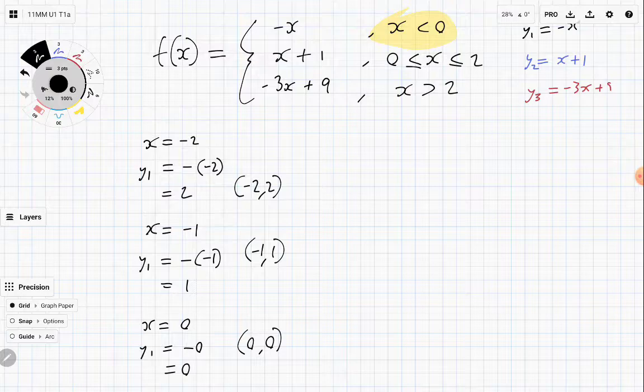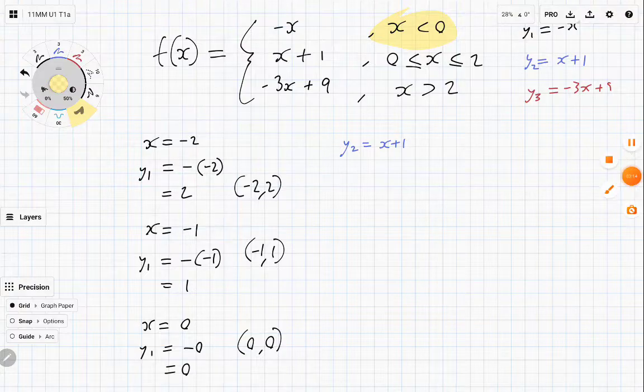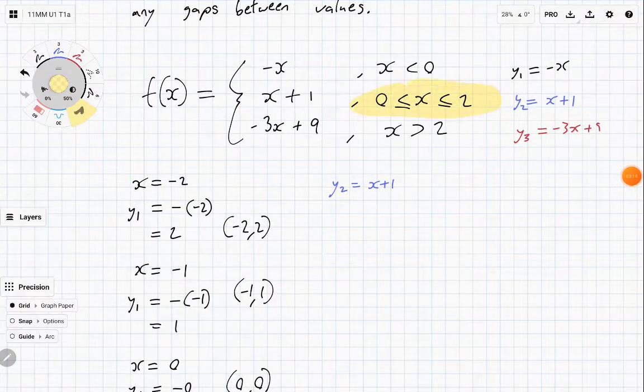Let's have a look at y2 now. So for y2 is equal to x plus 1, what are the interesting points for this one? Let's have a look at its domain. Its domain is between 0 and 2. So the interesting spots are at 0 and 2, and we need to choose probably at least one other. In this case, I'm going to do 1 as well. So x equals 0, 1, and 2.